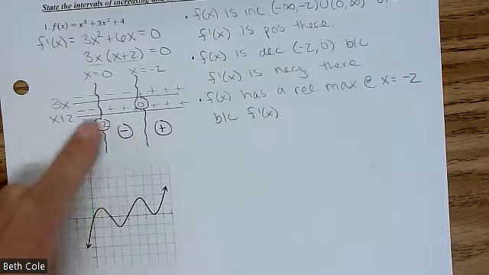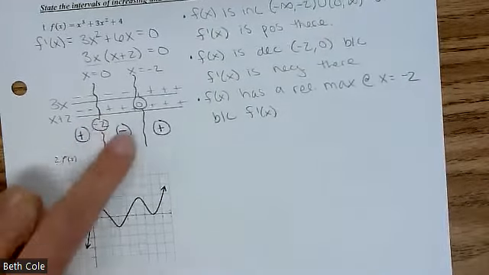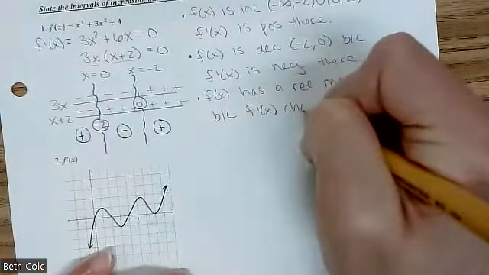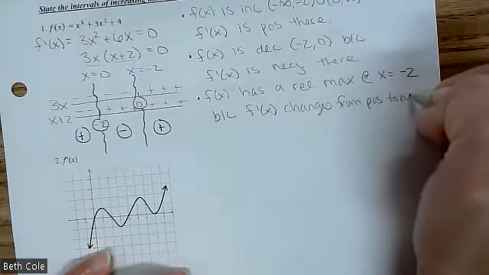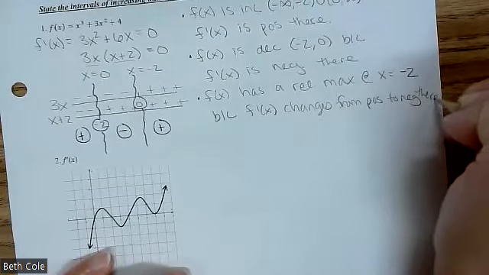What does the first derivative do there that tells us that? F prime changes from positive to negative there. Sorry, I kind of ran out of room.